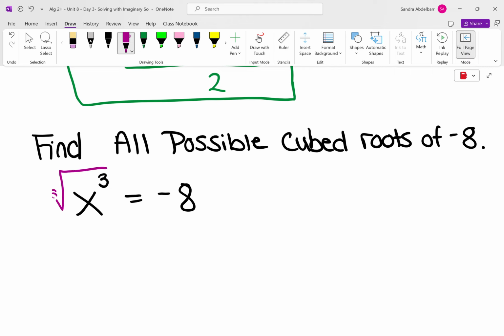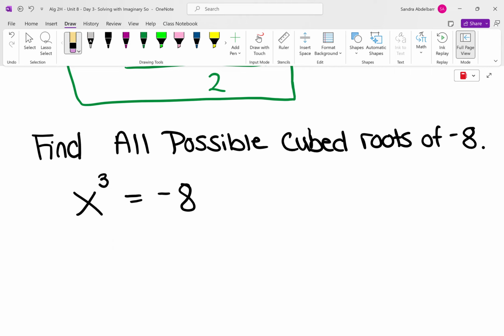The wrong way to do this. Are we ready for the wrong way? Here, the wrong way to do this is saying, okay, well, I'll just take the cubed root of both sides and say x is equal to negative 2. That's one answer, which is correct. But what is the degree of my exponent? Isn't it 3? So how many solutions should I have? 3. How many solutions is this? Just 1. Just one solution. So what does that mean? I am missing 2 of the other solutions, right?